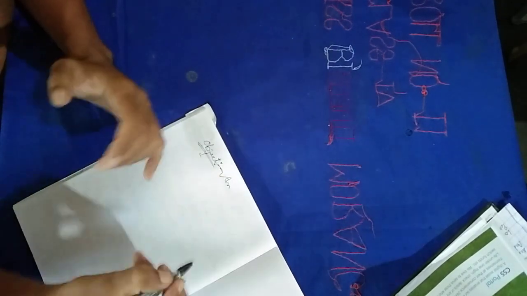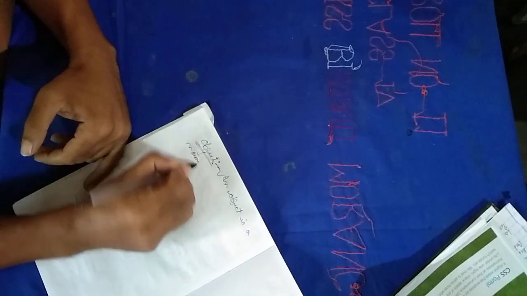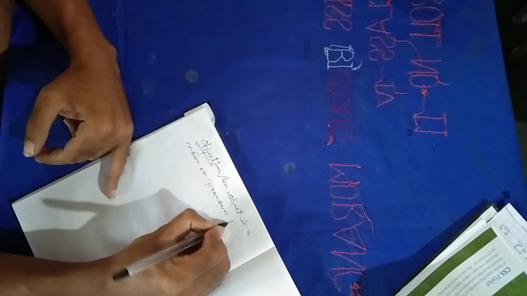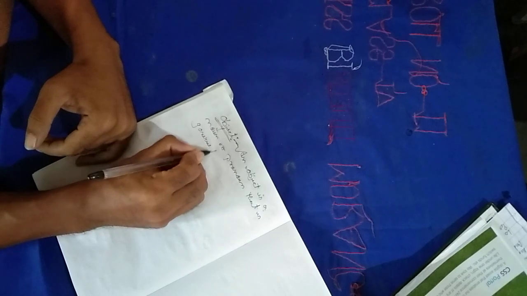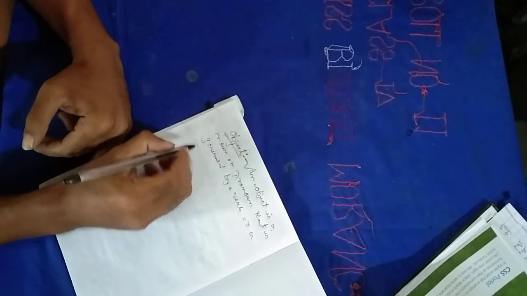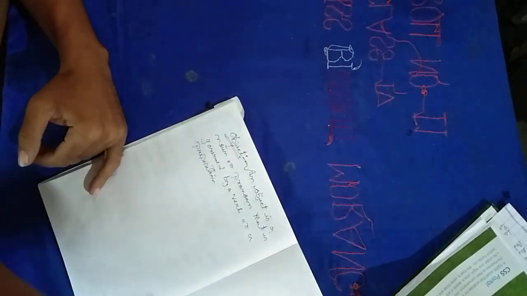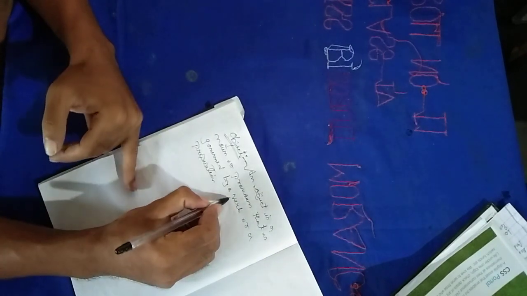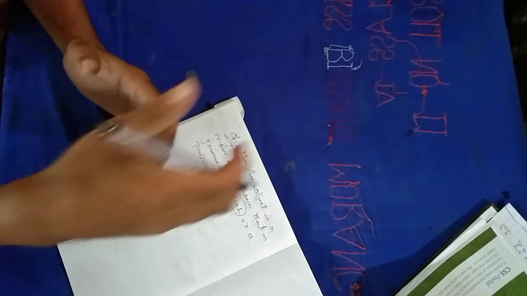What is an object? An object is a noun or pronoun that is governed by a verb or a preposition. That means this noun or pronoun must receive the action of the verb or must be followed by a preposition. Then that noun or pronoun will be called an object.